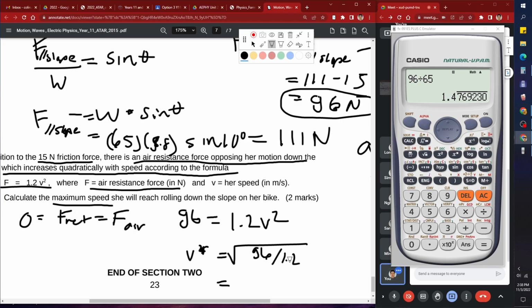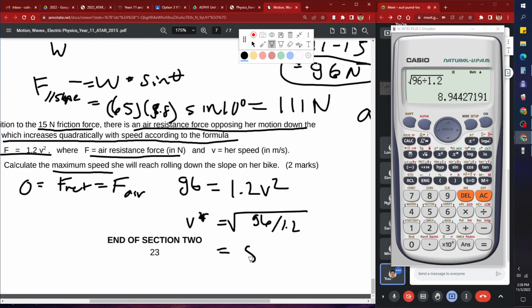Okay. So what do we get from that? Square root. We get 8.94 meters per second. Boom. Hallelujah.